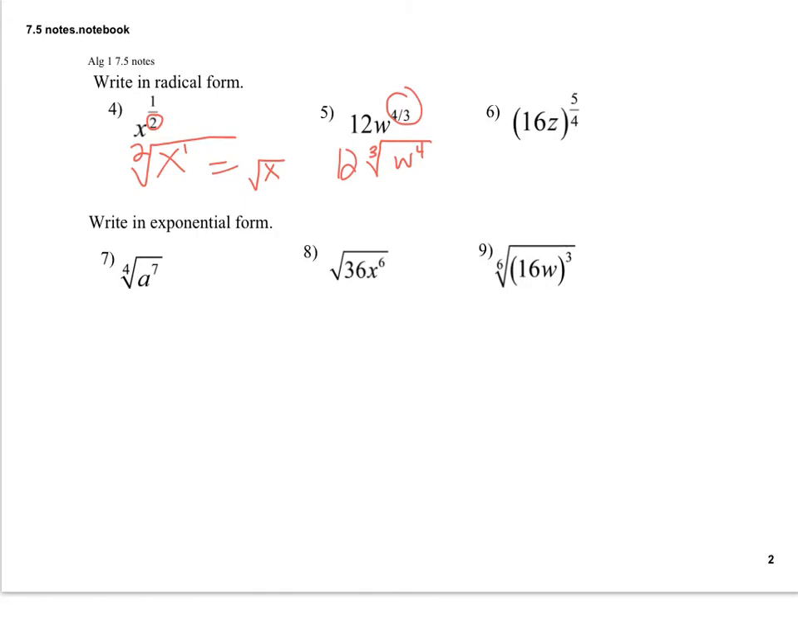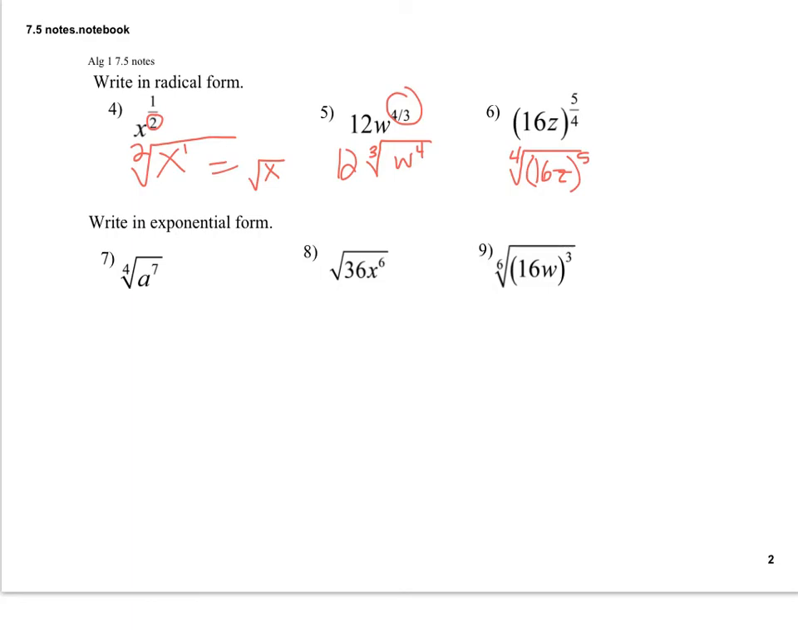It's kind of the opposite of what we just did. We've got 16z with a parenthesis around the entire thing, and then we've got that entire thing raised to the 5/4 power. So I can rewrite this by simply writing a 4 in the index and then 16z. And I need to put this in parentheses because it is raised to the 5th power. And that's how you rewrite number 6.